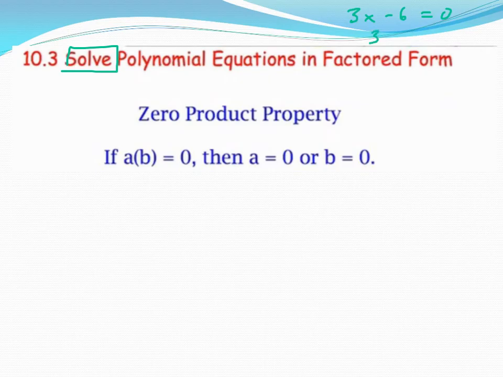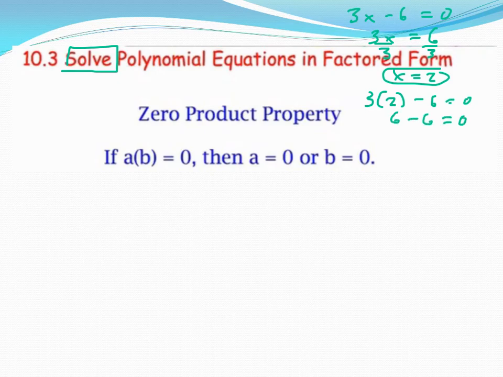So in this case, when we solve, we want to get x by itself. Here I'd add 6 to the other side, divide by 3, and then I get x equals 2. So that means this x value of 2 is a solution, because when I plug 2 back into the original equation, notice that I get 6 minus 6, and that certainly does equal 0. So it's a value that would make the equation true.